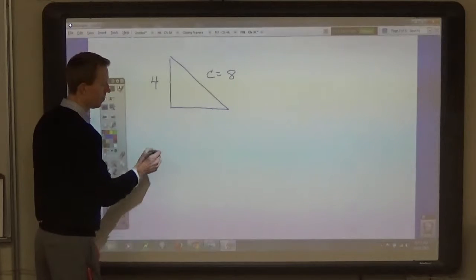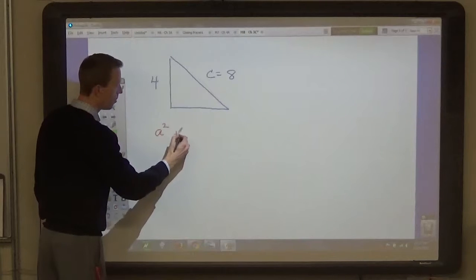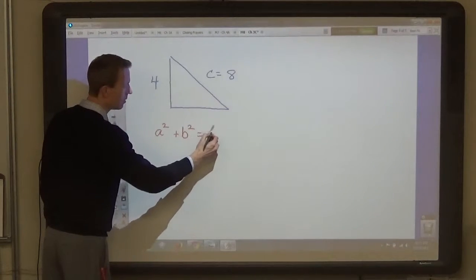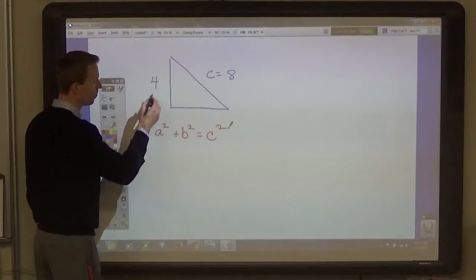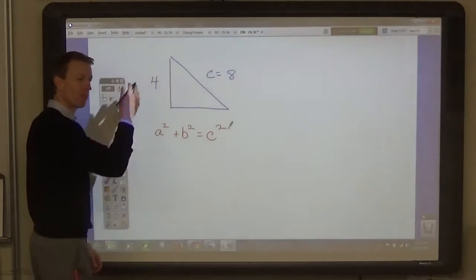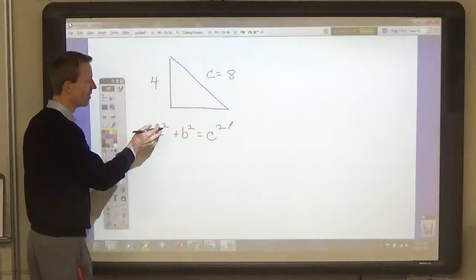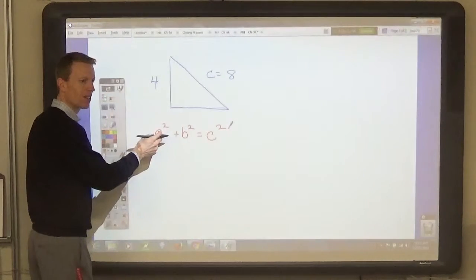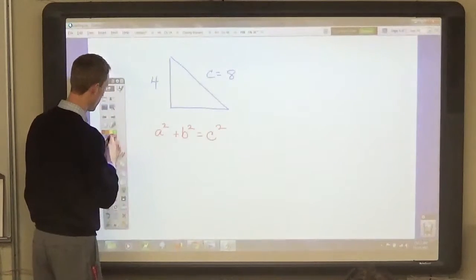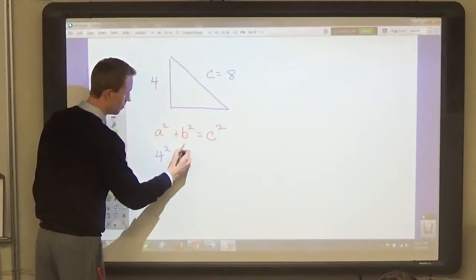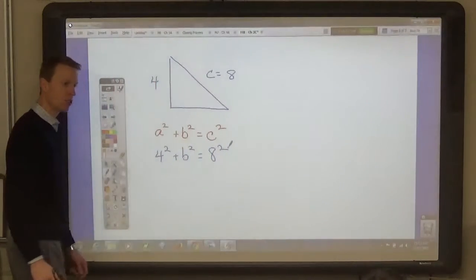Well, remember, it's a squared plus b squared equals c squared. Let's put the numbers in. No, you use the letters. So 4 squared plus b squared equals 8 squared. Because we don't know what b is. Correct. And then we're going to solve it for b squared.